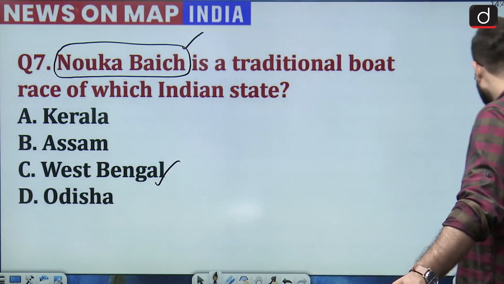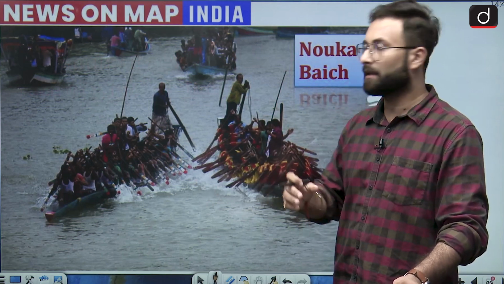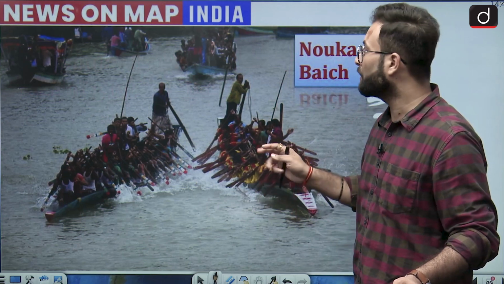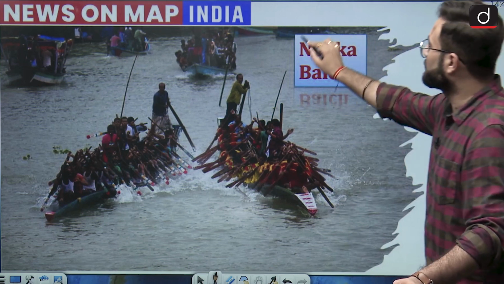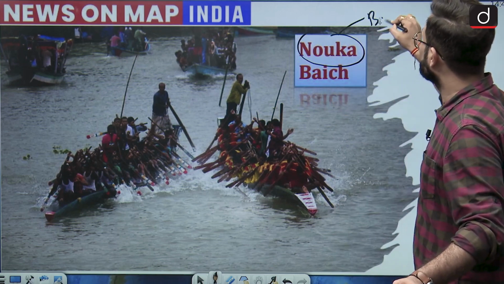Now let's see about this particular Nouka Baich. This is how it is seen. When we are talking about the Vallamkalli, there are long boats and there will be a snake in front of that particular wooden boat, obviously. So that is about the Nouka Baich, and Nouka means boat, you know that.